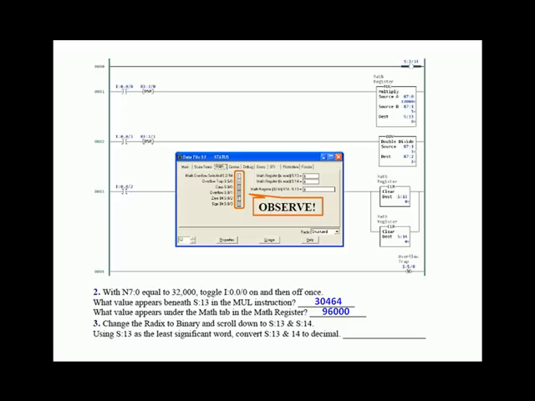But first we had to change the radix to binary and scroll down to S13 and S14. And then using S13 as the least significant word, convert S13 and S14 to decimal. Combining those two, S13, 30,464, and the first bit of S14, that multiple of 2 would be 65,536. You add those two together, you get 96,000. So if you treat S13 and 14 as a 32-bit binary value, you get a decimal conversion of 96,000, which is what's displayed in your math register.